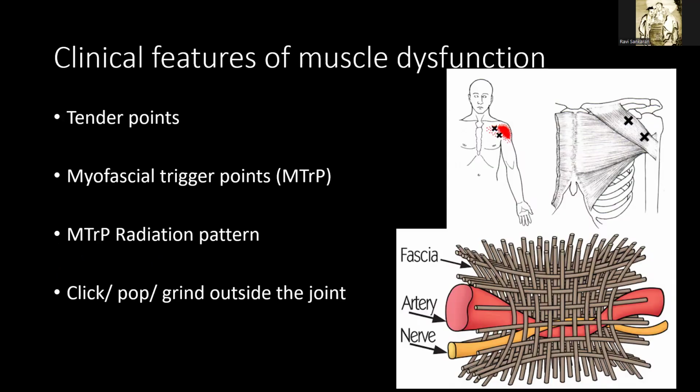When a muscle is in dysfunction, it has a particular set of clinical features. The first is tender points where it hurts, but there's no fibrofatty nodule. The myofascial trigger point, a fibrofatty nodule with or without pain. Myofascial trigger points that radiate along a particular pattern. So the trigger point now traps the artery and nerve in the fascia and causes pain to radiate around. Or sometimes you get a click, pop, or grind outside of the joint. All these things are the ways muscles dysfunction. If we don't know which muscles to check, we're going to miss the bigger picture.